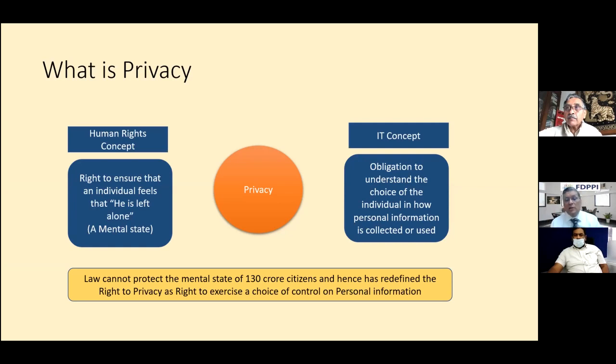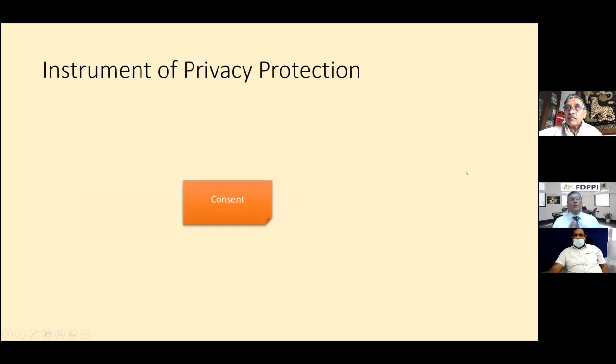This is the IT concept. So privacy in the human rights concept is that an individual has a right to be left alone, which is converted into a right to determine how his private or personal information will be used by other persons. And the other persons, which include the data processors or the data users, their perspective is that I will understand the choice and try to adhere to it in whatever I do. So that is where this becomes part of the data protection law.